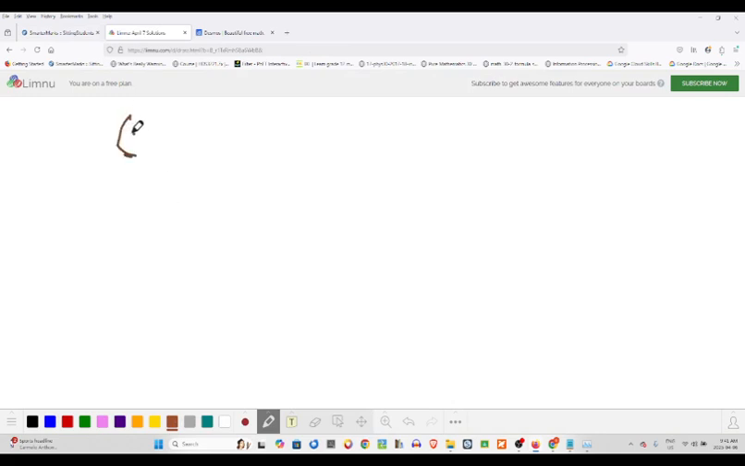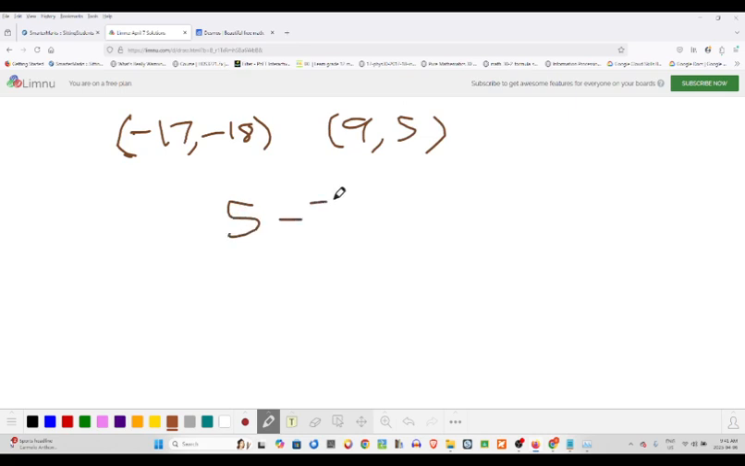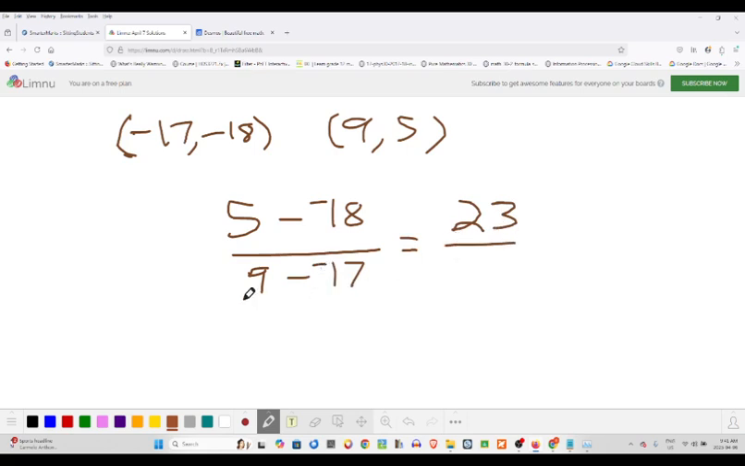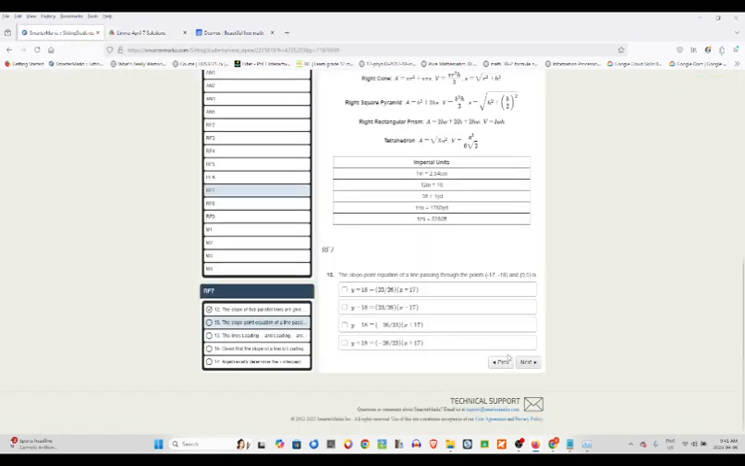Just writing those down for reference. Negative 17, negative 18, 9, 5. So our change in y divided by our change in x, we have a 23 over 26. So we are looking for that slope. That is A and B.